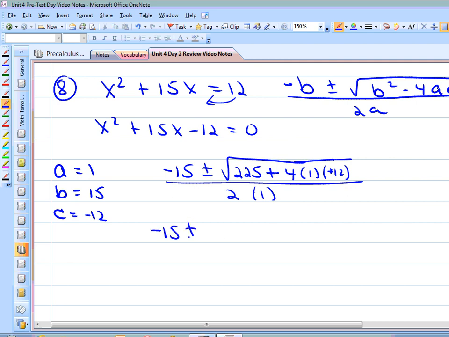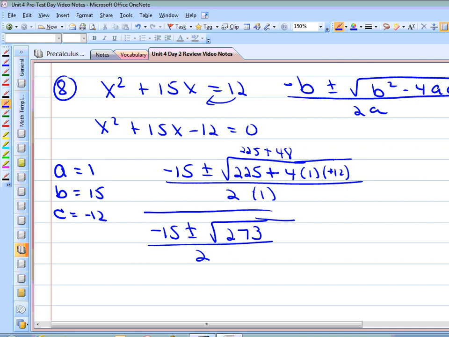Negative 15 plus or minus the square root of. We're going to figure out what the discriminant is, all over 2. So this is 225 plus. All right, so 4 times 12 is actually 48. So plus 48. 225 plus 48 is 273. I believe 273 is not reducible. If it's a big number like that, if it's not a perfect square, you might could leave it, and we'll talk about that. If you have time, then try to reduce it, and that, Bearcats, would be your answer. Go Bearcats.